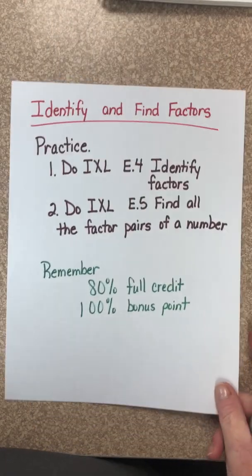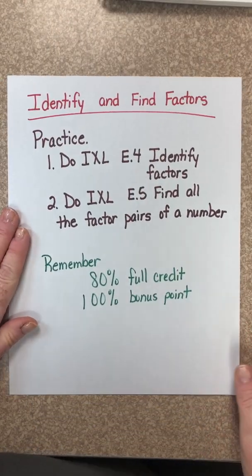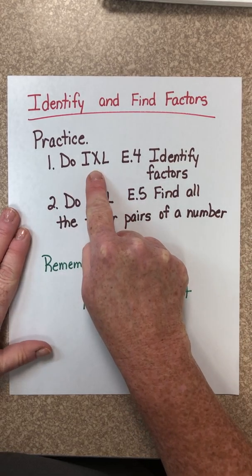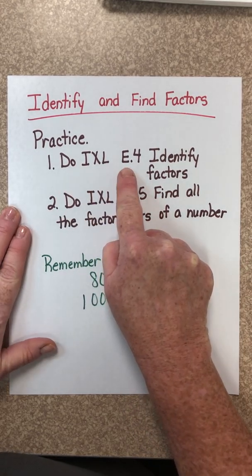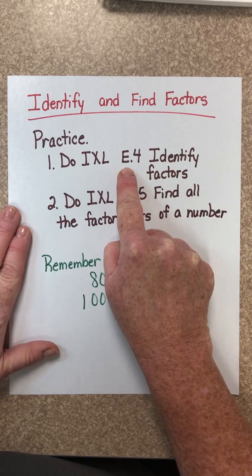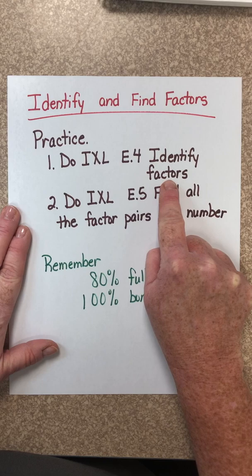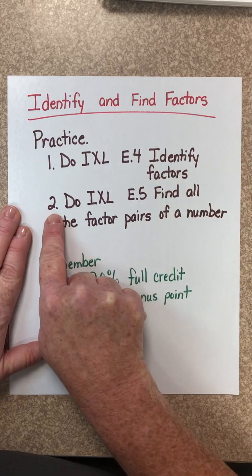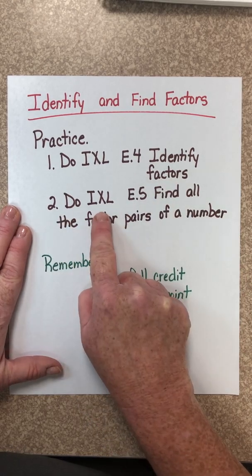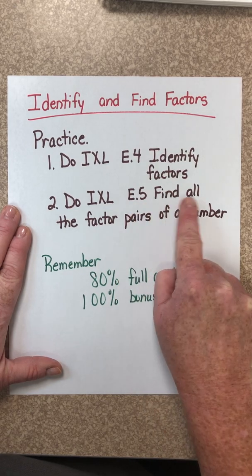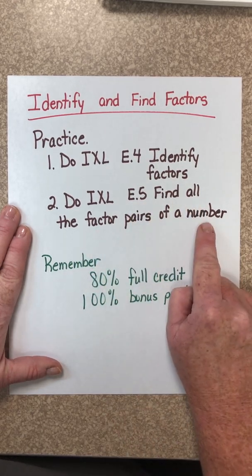Let's look at what practice I would like for you to do in this lesson. First, I want you to go to IXL, 6th grade, and do E.4. And you should see the words identify factors. The second one I want you to do is IXL E.5, and you should see the words find all the factor pairs of a number.